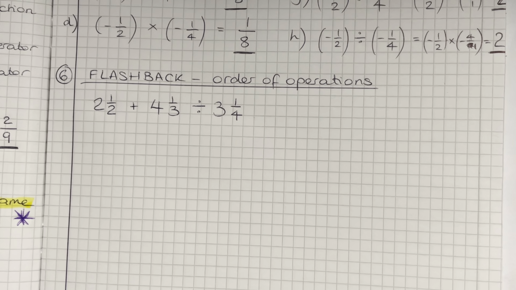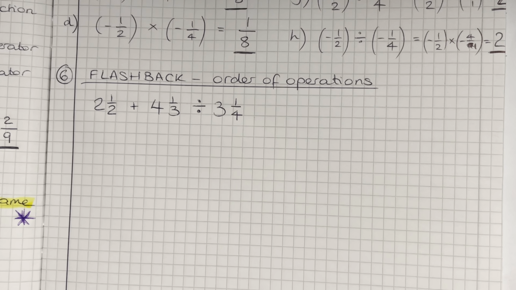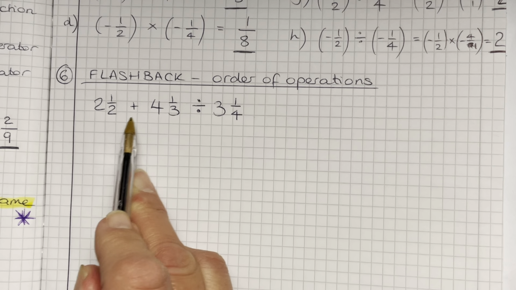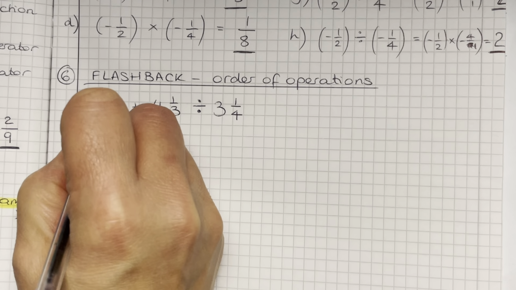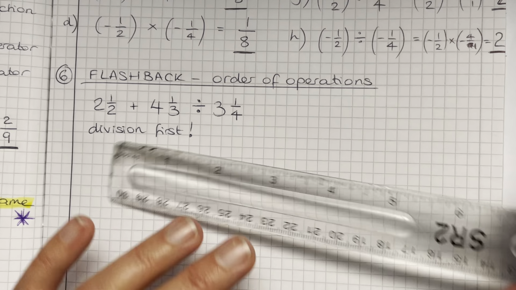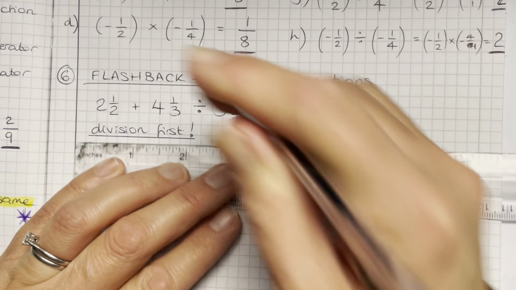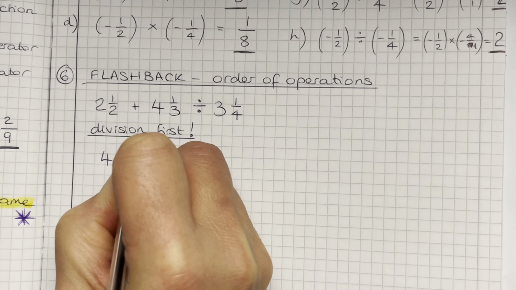Now, if I'm remembering my order of operations, brackets, indices, division and multiplication are of equal importance, so I move from left to right, and then finally addition and subtraction, also of equal importance. So my division is more important than my addition, so I must do the division first. Then once I've done that bit, I'm going to substitute it back into the original question and we can work out our answer.